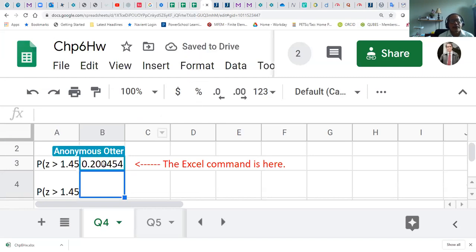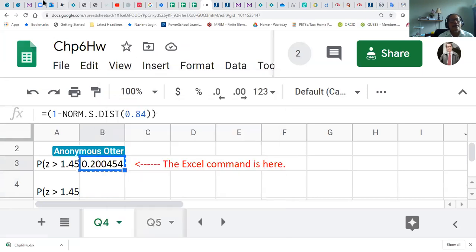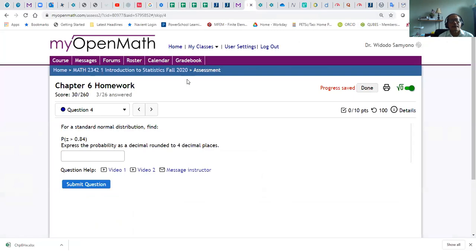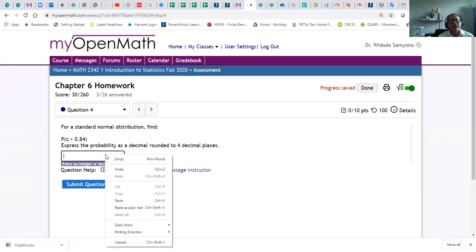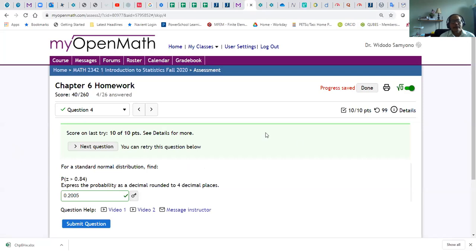So this will be my answer. Okay. Or you can do the same thing. If you put, actually, the area greater than 0.84, the same as the area less than negative 0.84. I mean 0.84. Okay. So this one will be 5, right? Okay. Yeah, that's it. Okay.